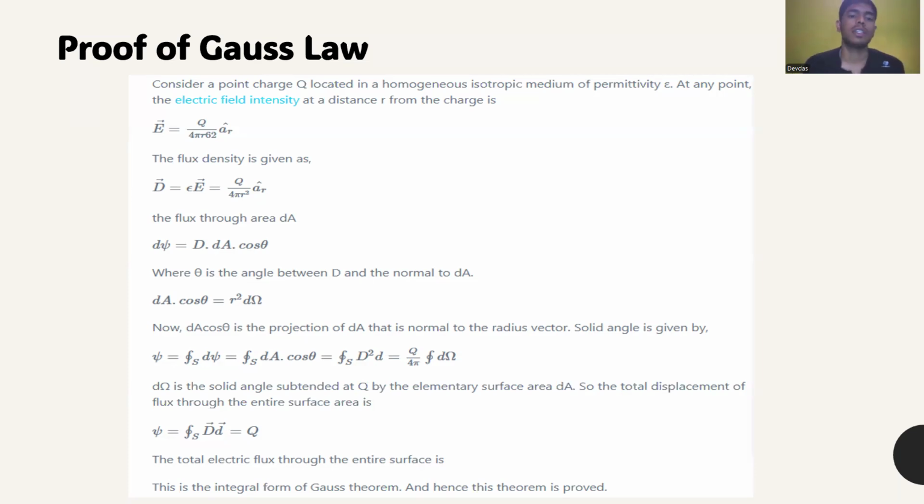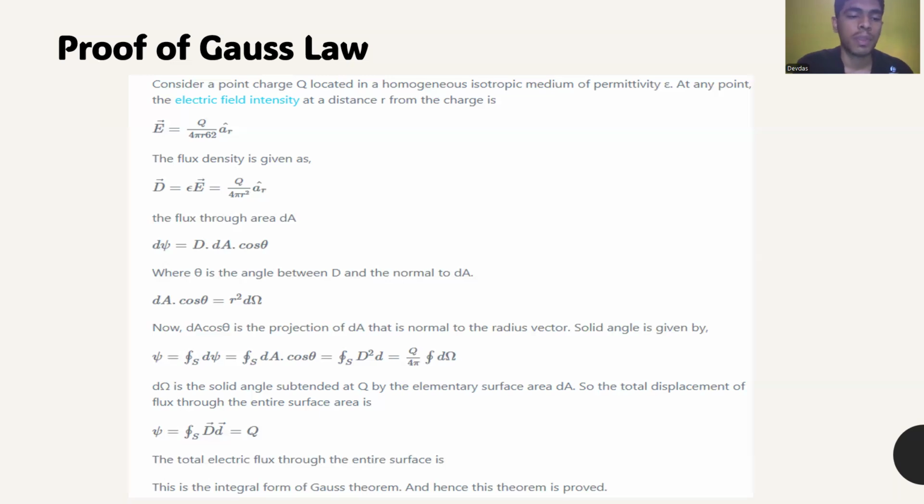And the flux density is given as D is equal to epsilon naught E, which is Q by 4 pi r square. So the flux through area dA, d phi is equal to D dA cos theta, where theta is the angle between D and the normal to dA. So dA cos theta is equal to r square d omega.